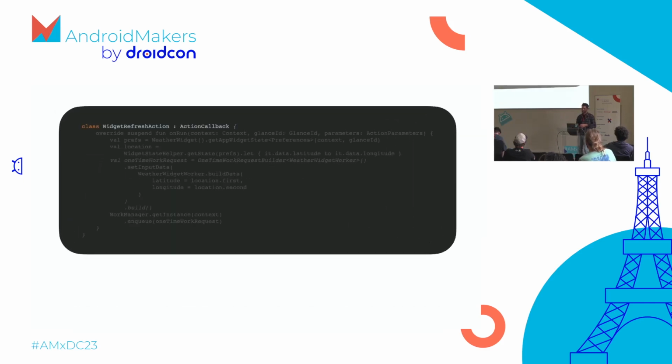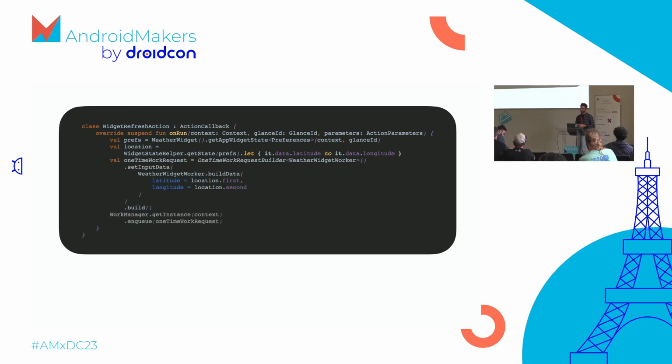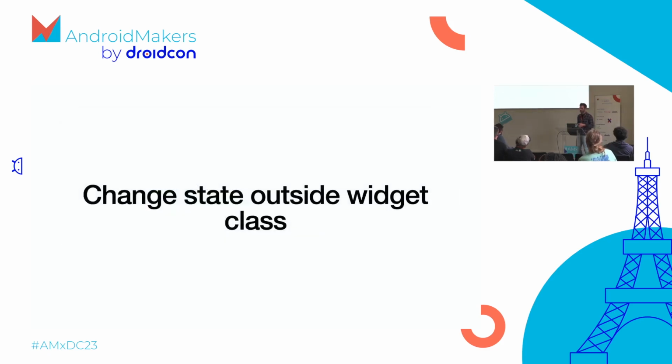In my case, in this action callback, I'm calling my preferences using the glance ID to retrieve the location, because this is what I need to update my weather widget, my latitude and longitude. And then I'm calling one-time worker to trigger my update. So this is for manual update. I'm just triggering this. But how can I change the state from this worker?